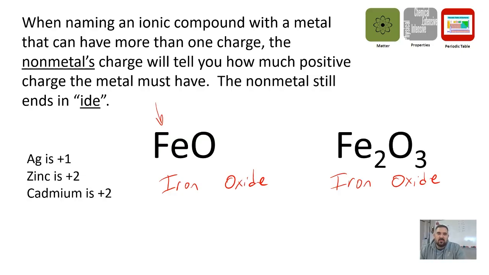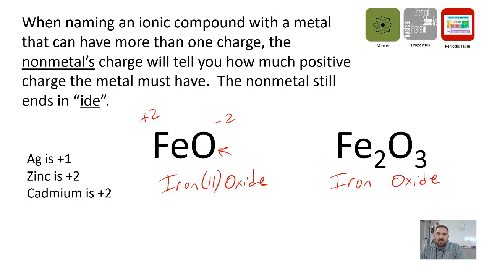So we always know the charge of oxygen. That always has a charge of -2. And because we have one iron bonded to it, we know that we have a charge of +2, and we only have one iron. So this becomes iron 2 oxide. And we use Roman numerals.